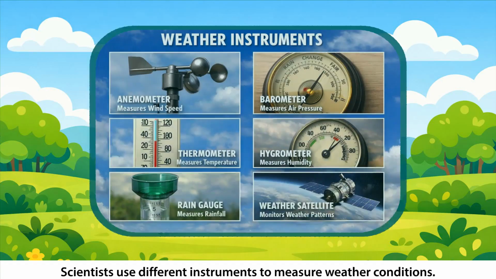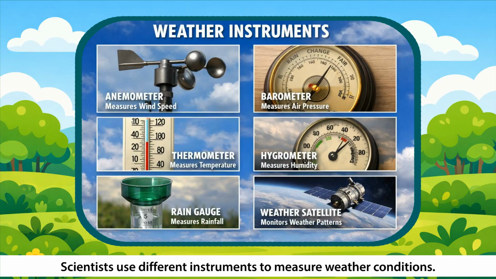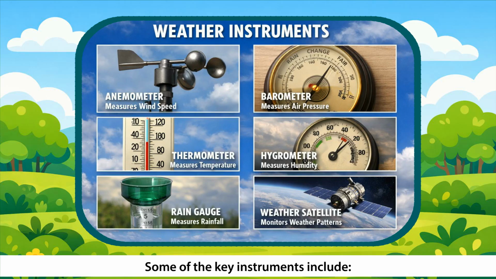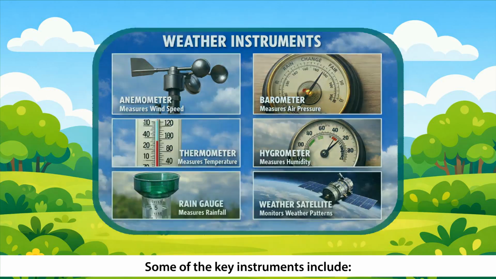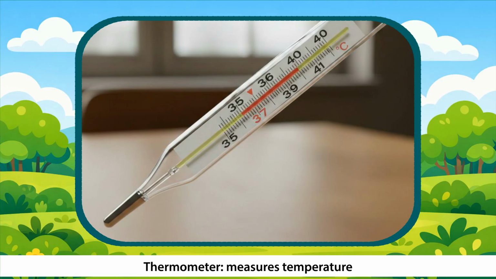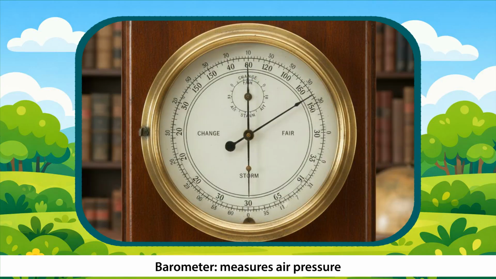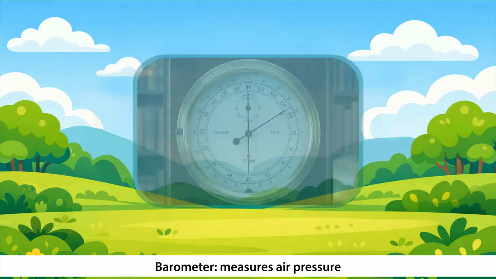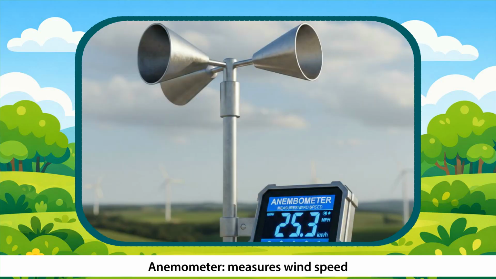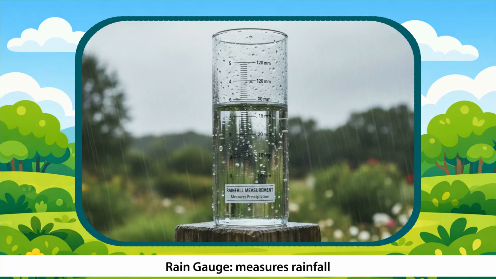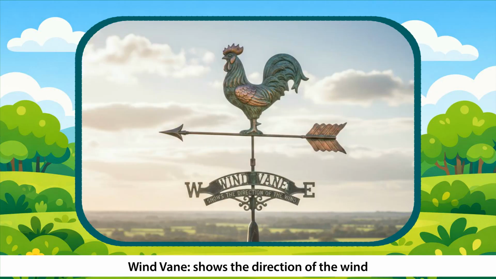Weather instruments. Scientists use instruments to measure weather conditions. Some of the key instruments include thermometer, measures temperature; barometer, measures air pressure; anemometer, measures wind speed; rain gauge, measures rainfall; wind vane, shows the direction of the wind.